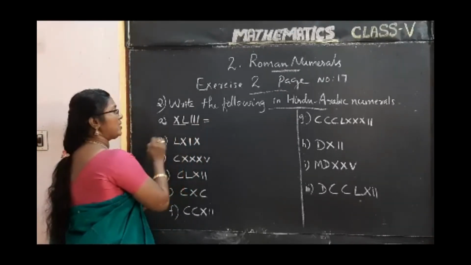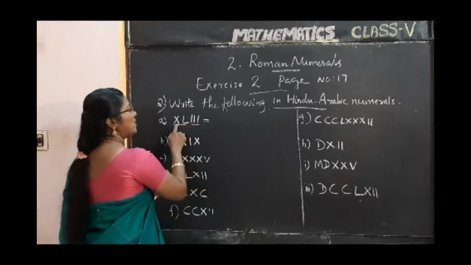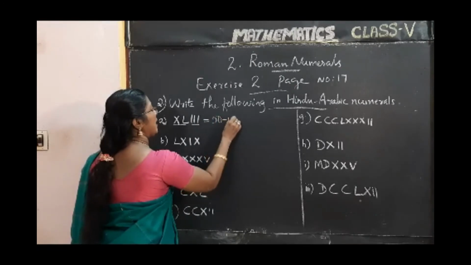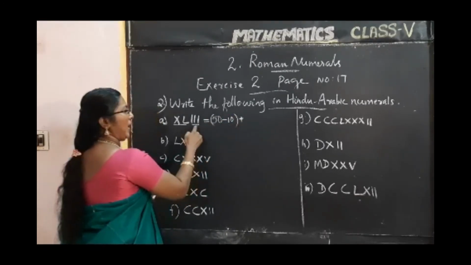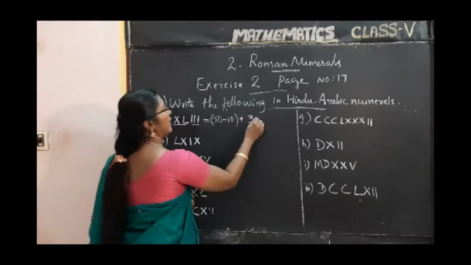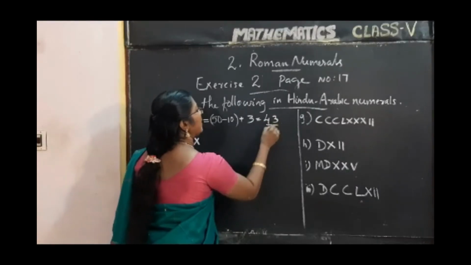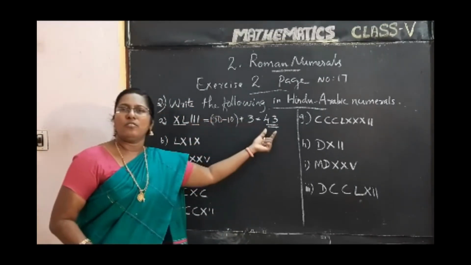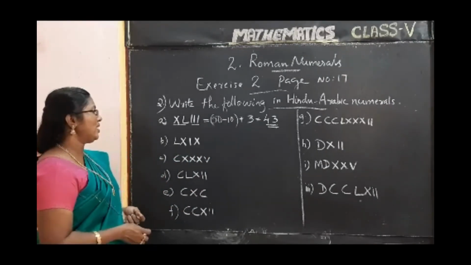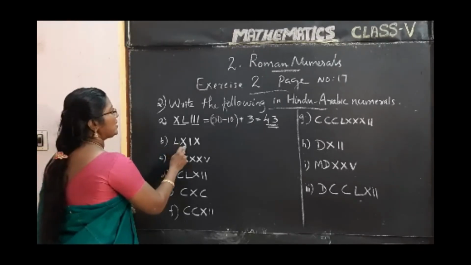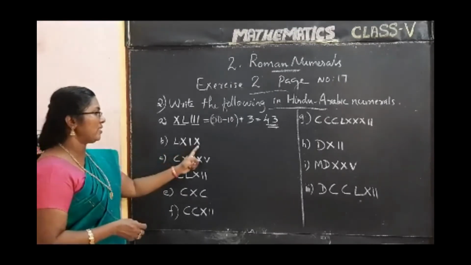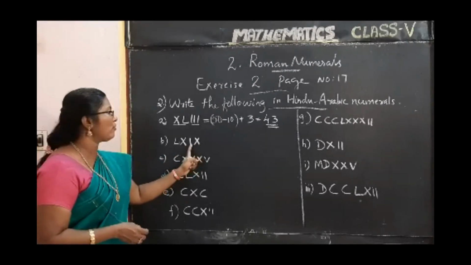The XL can be written: X denotes 10 and L denotes 50, that is 50 minus 10, plus 3, as III makes 3. 50 minus 10 is 40, plus 3, 43. The symbol denotes 43. Okay. Clear? The next question is LXIX. The greater symbol is on the right side of the smaller symbol.